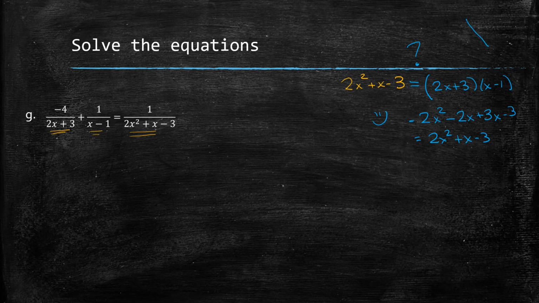Otherwise, you're doing your AC over B, right? Air conditioning over basement. Find the numbers that work out, rewrite the middle term, and factor by grouping.